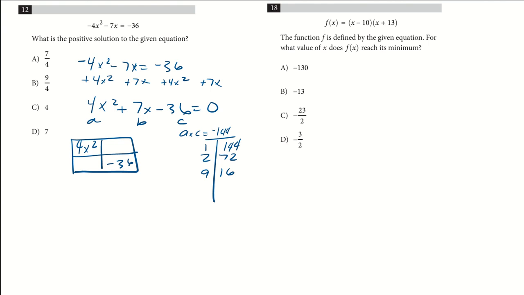My answer is negative 144. So that means that in order to get a negative number, when I have two numbers, one number must be positive, one must be negative. So I'm going to look at the sign of B. Okay, if B is positive, that means my bigger factor had to have been positive. So I'm going to make my smaller factor negative. And when I add negative 9 and positive 16, I get positive 7.